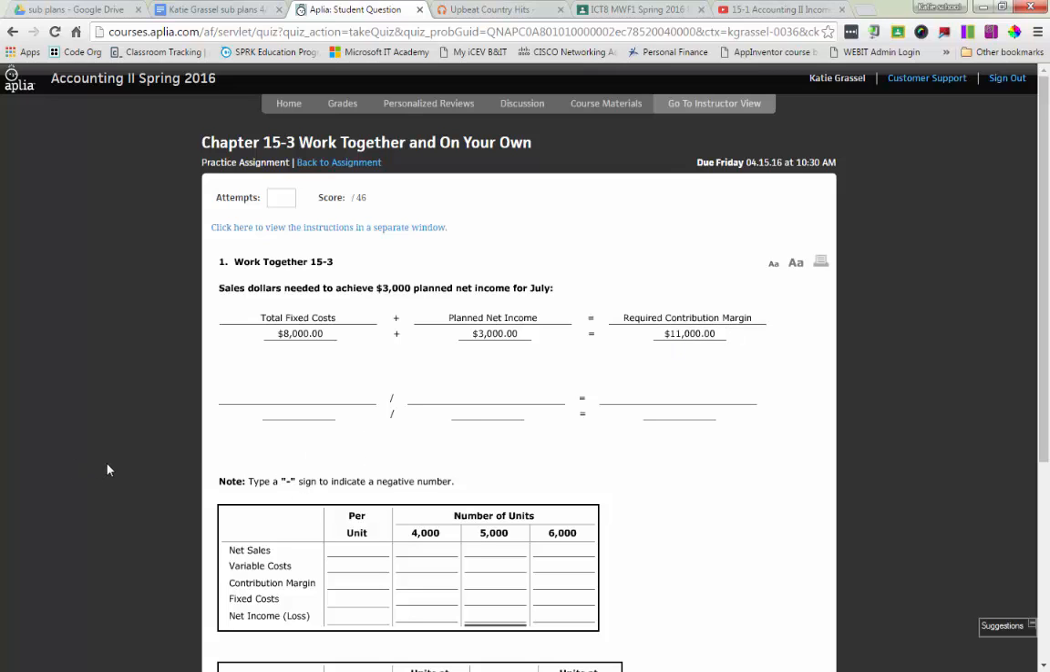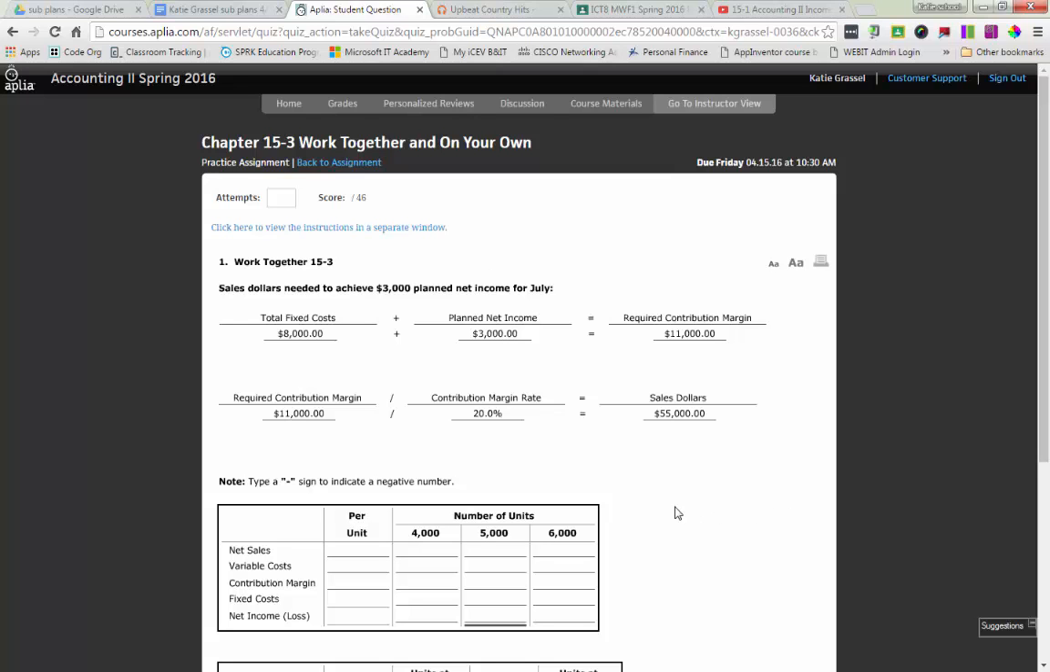So now we're going to take our required contribution margin and divide that by our contribution margin rate, which we calculated earlier, right within our application 15.2. That contribution margin rate was 20%. So if I take $11,000 and divide that by 20%, that's going to give me my sales dollars of $55,000. So we know in order for our business to reach its goal, it has to have sales dollars of $55,000, because their planned net income was going to be $3,000.